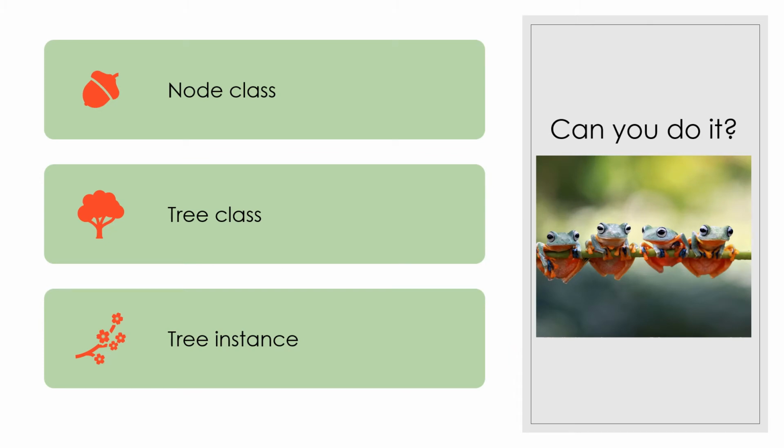So what we're going to do first is write a program that makes a node class, makes a tree class, and a tree is a collection of nodes, and then we're going to declare a single instance of the tree class. Have a go.